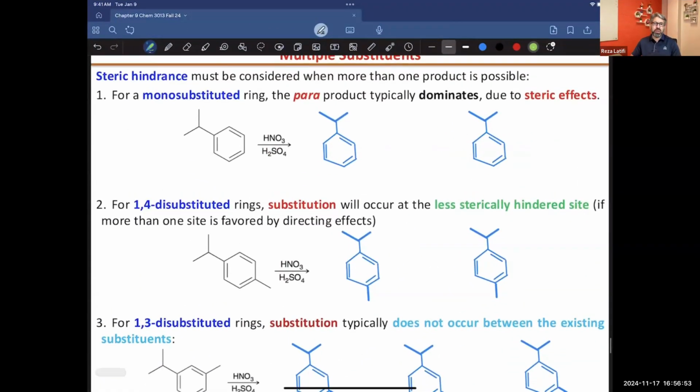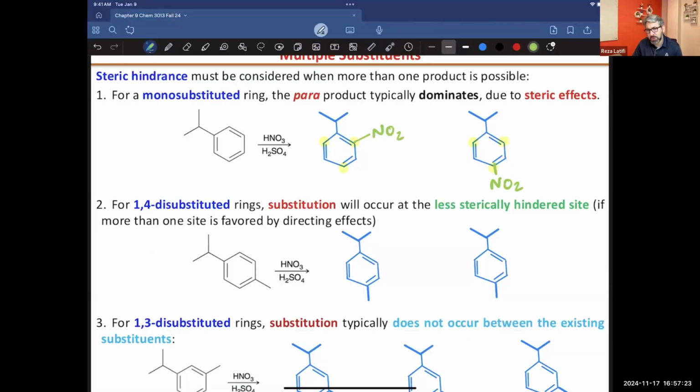Next one, I have an alkyl substituent, and I want to add nitro to it. Where should I add the nitro? The alkyl is going to favor the ortho and the para position. We can add the nitro here and say NO2, or we can add the nitro there, and that's going to be NO2. Okay, let me make the bond a bit shorter.